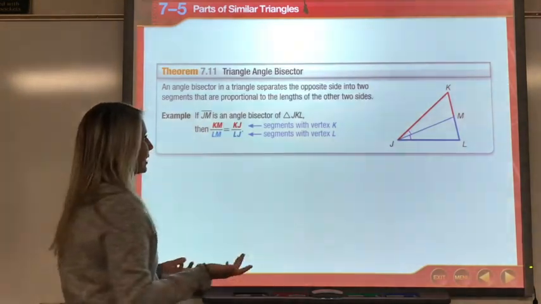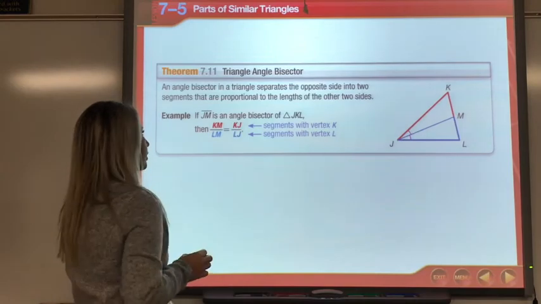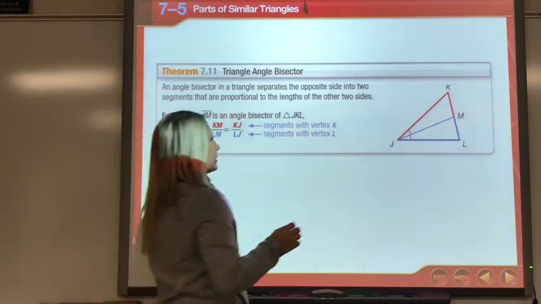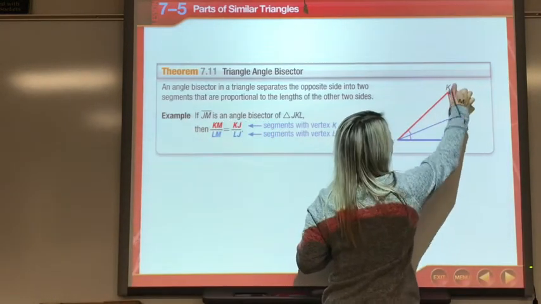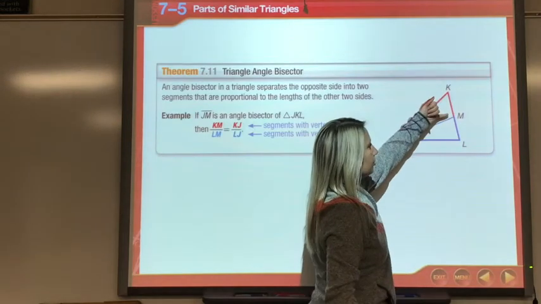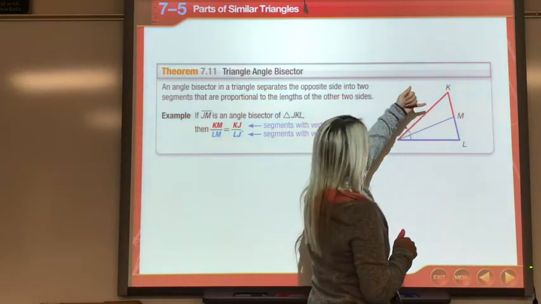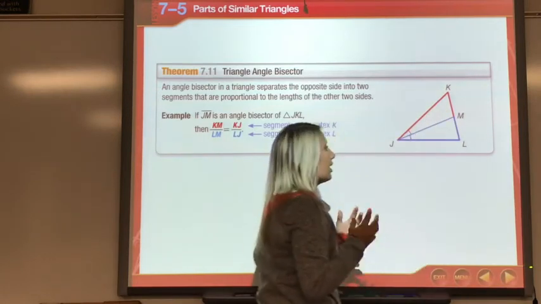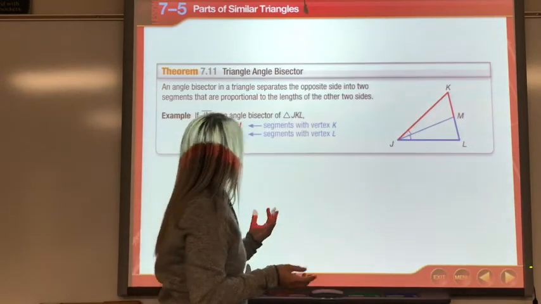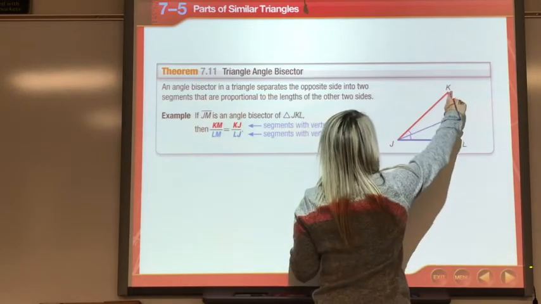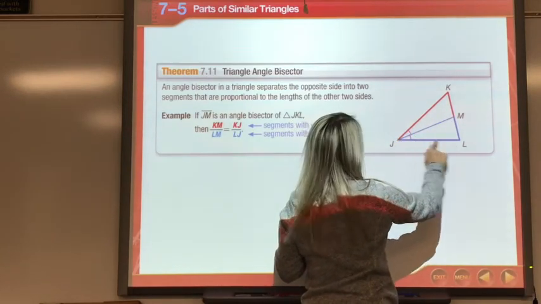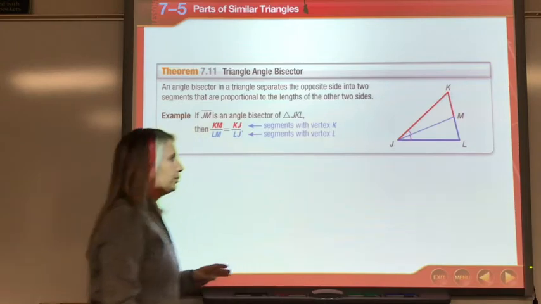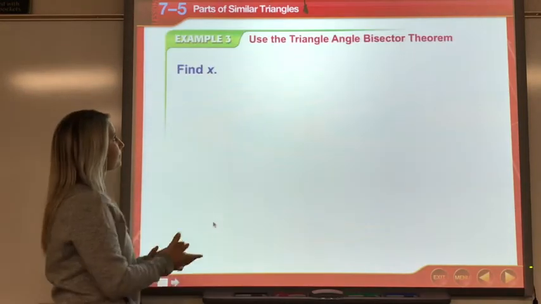Because it's not shown to be an angle bisector. So what this picture is showing here is we have this KM, which is a segment that's being created by this angle bisector. So if we have KM over LM, that proportion will be equal to KJ, this red length, over LJ, that blue length. So let's apply this.